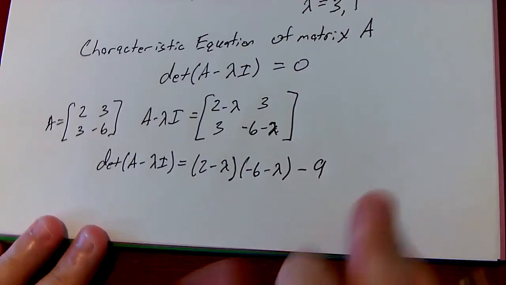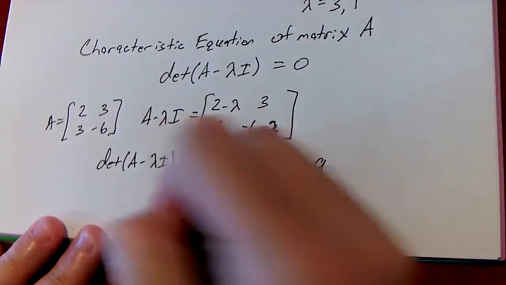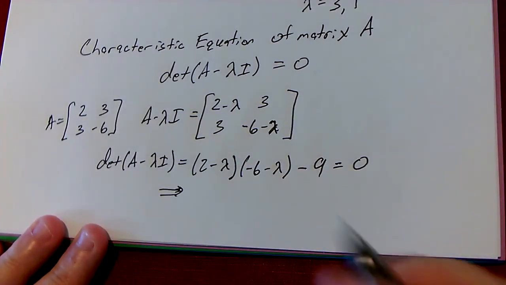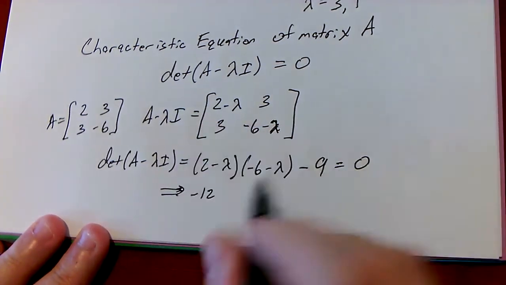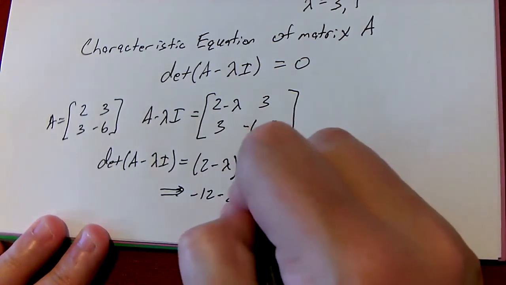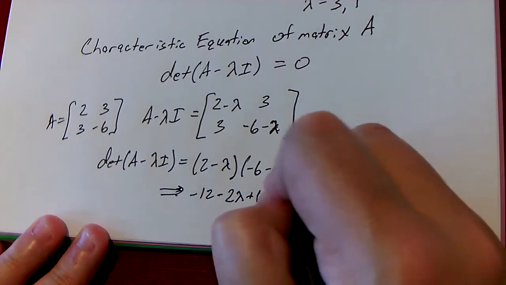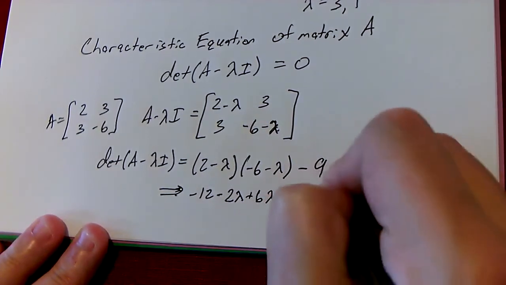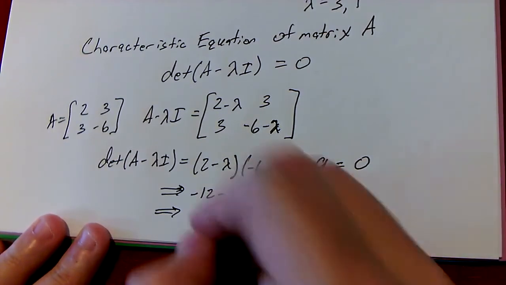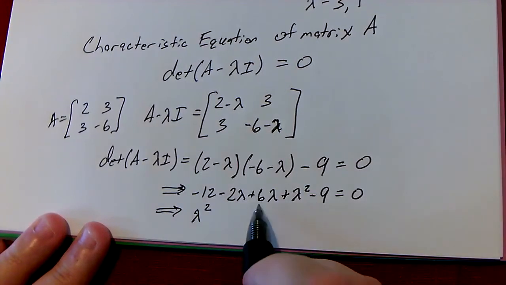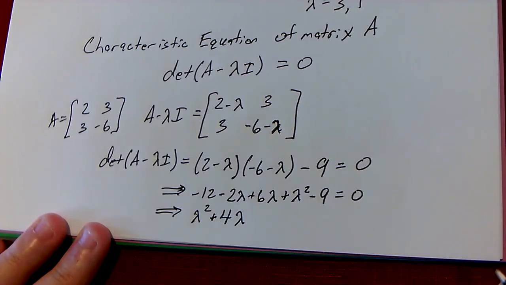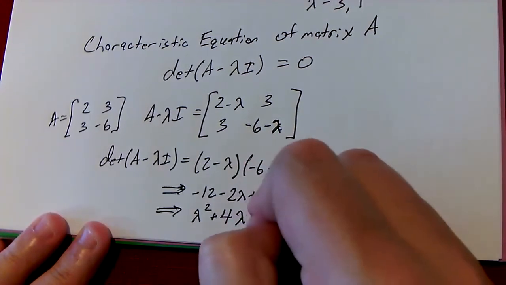Okay, so let's multiply this out. And remember we're setting this equal to 0, because that is the characteristic equation. So I multiply here, I'm going to have negative 12, first, outside, inside, last. So the outside is minus 2 lambda, plus 6 lambda on the inside, plus lambda squared, minus 9 is equal to 0. Okay, so we keep multiplying, keep factoring here. So I'm going to have lambda squared in the front. 6 lambda and negative 2 lambda go together to make 4 lambda. And then negative 12 and negative 9 makes a negative 21.